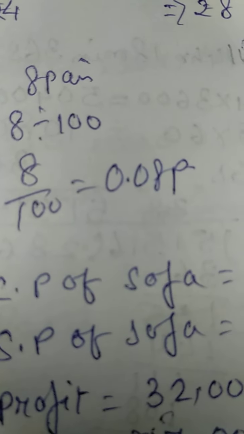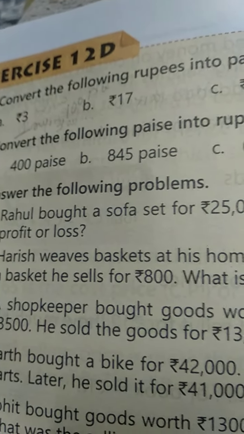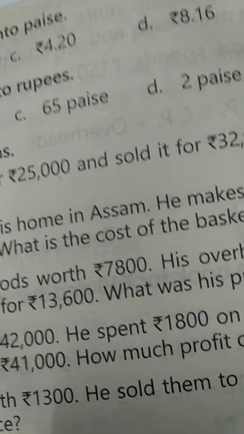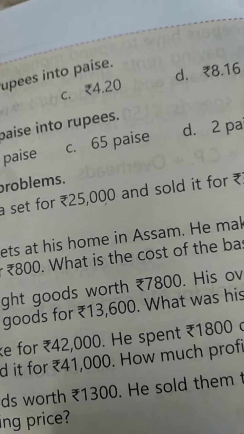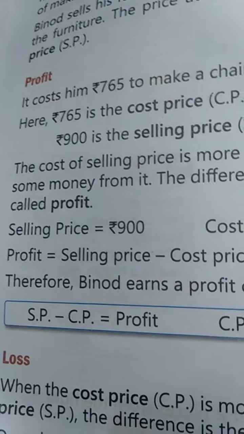Now the next question is profit and loss. Rahul bought a sofa for rupees 25,000 and sold it for 32,000. So here, for buying it is CP and for selling it is SP. CP means cost price and SP means selling price.